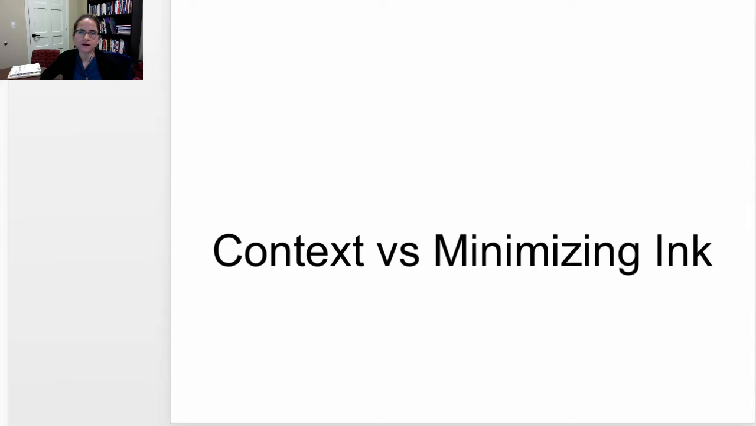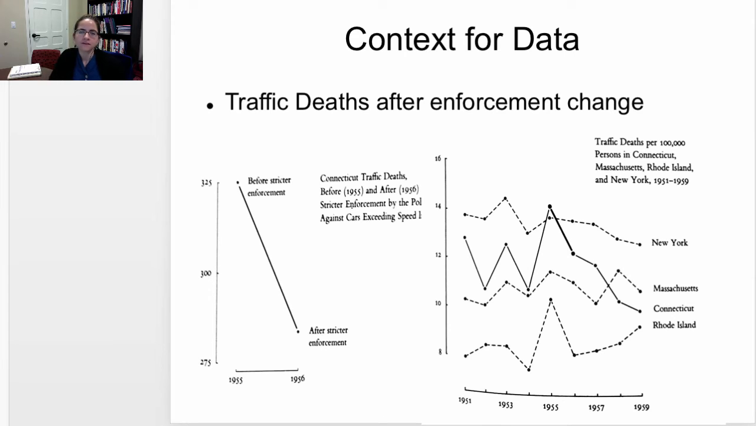So for this video, we're going to talk about context. So having enough information displayed in your graphic to demonstrate enough information to understand what's going on versus minimizing unnecessary clutter in your graphic. So I'm going to start with a graphic that doesn't provide enough information, that doesn't have enough ink to show what's actually going on.